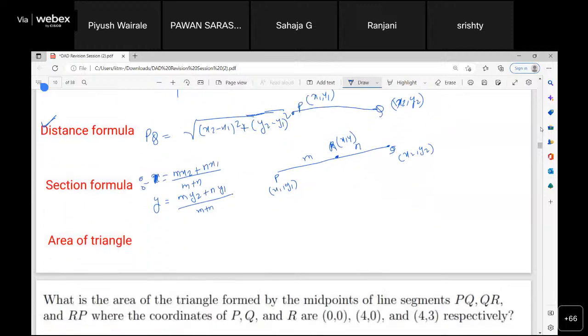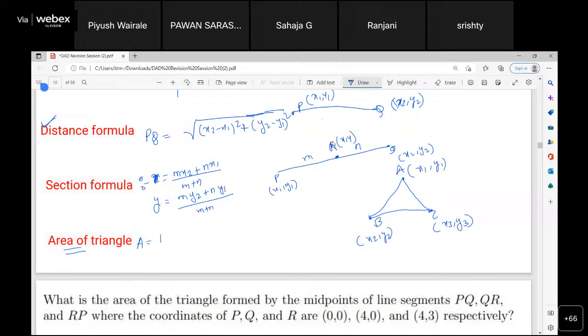Now what is the area of a triangle? Suppose I have these 3 points in a rectangular coordinate system and I join them. What will be the area of the triangle ABC, where A is x1 comma y1, B is x2 comma y2, and C is x3 comma y3? I need to find the area of the triangle using these coordinates.